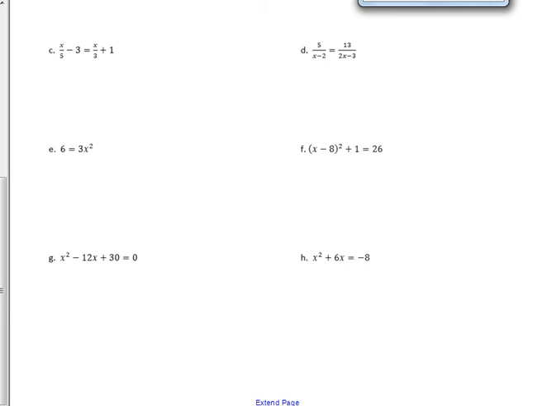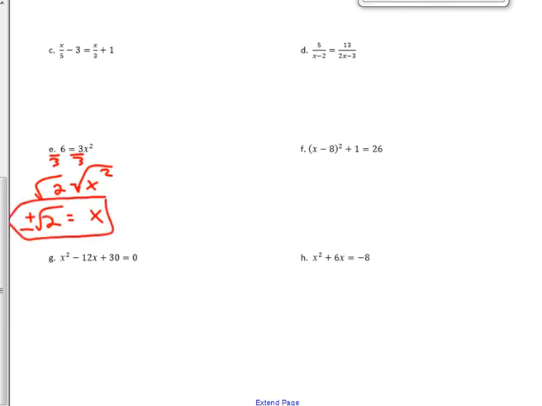Continuing with this, now I've got a squared, so I want to get the squared by itself, so I divide by 3. 6 divided by 3 is 2. I'm going to take the square root. Whenever I create that square root, I get a plus and minus, and I've got the square root of 2 as my answer, so I get plus and minus square root of 2.